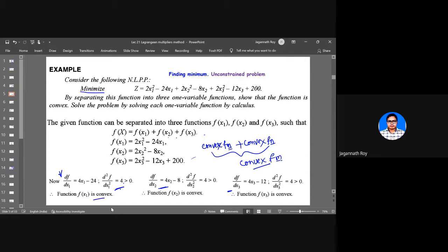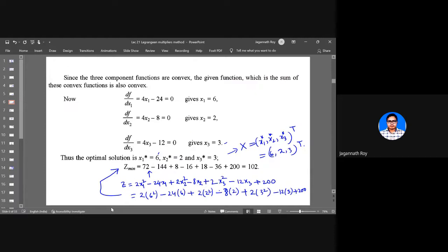So each function is convex. So convex plus convex function plus convex function plus another convex function, the resultant will be a convex function. So we will have a minimum point. And for finding the minimum point, we have to make them 0. And from here, we'll get x1 equals 6, x2 equals 2, and x3 equals 3.